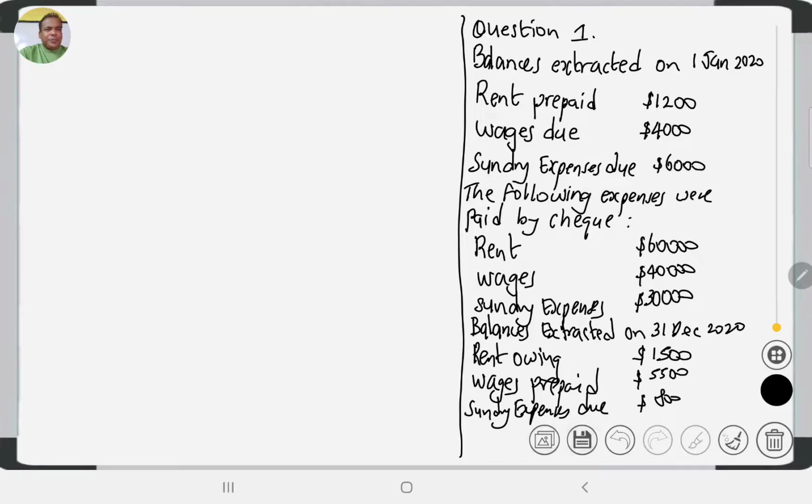Now, first of all, we have to know how to record the balances. All balances at the start will be recorded above the total, and all balances at the end will be recorded below the total. So if we know how to record balances under this topic, then it becomes very easy to do it. Now, you copy.